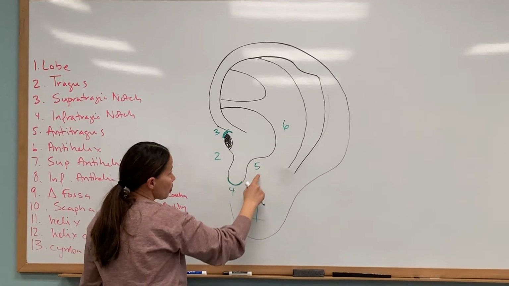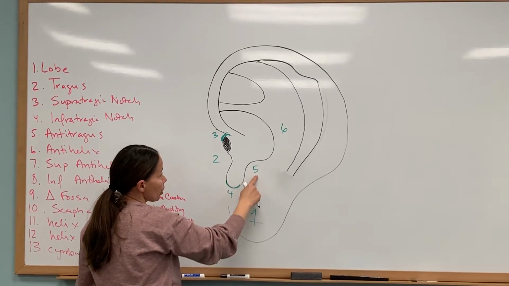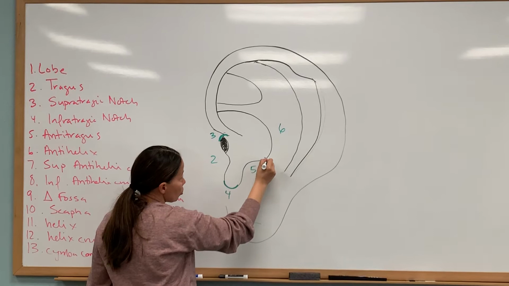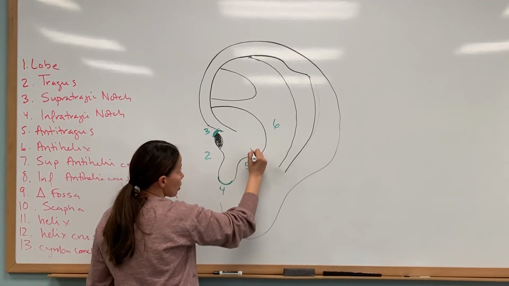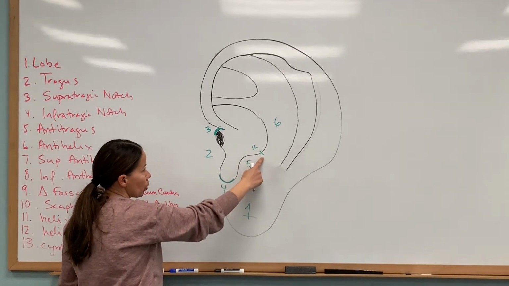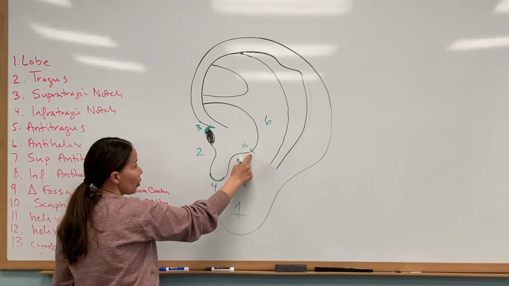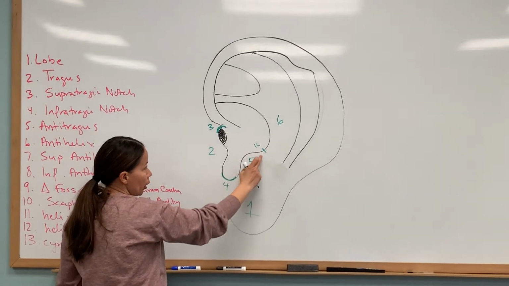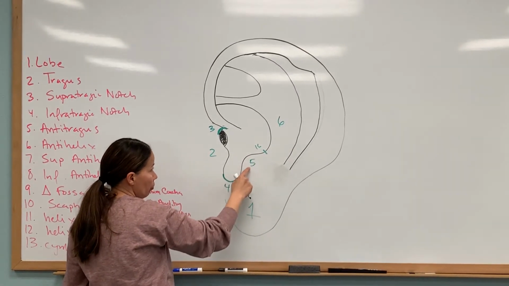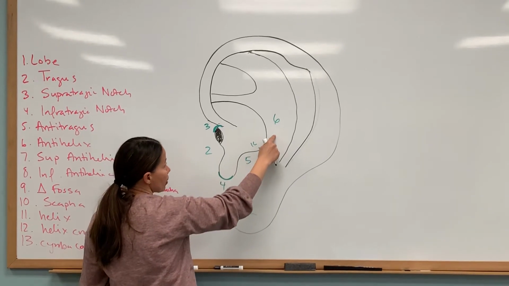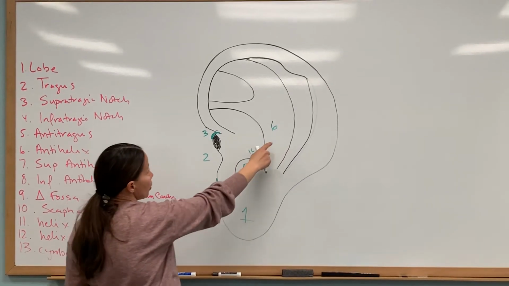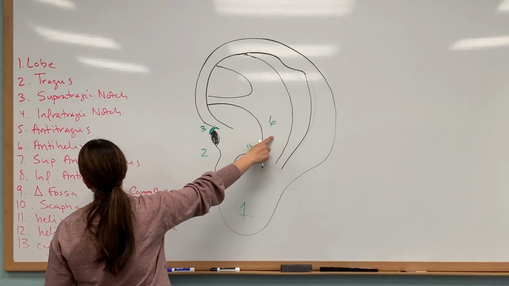I want you to notice between five, which is your antitragus, there is another structure right here. This is number 16. This is your helix tragic notch. You should be able to feel that on yourself. There's a change in cartilage going from antitragus to antihelix. Okay, so it takes us back to antihelix, which is number six.